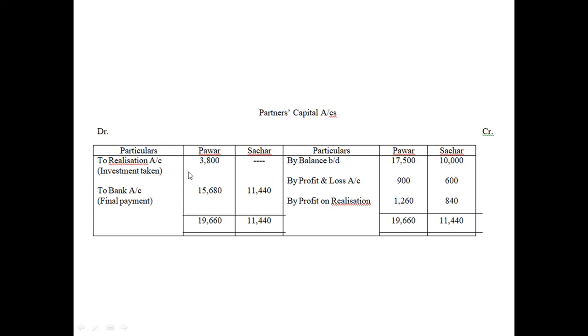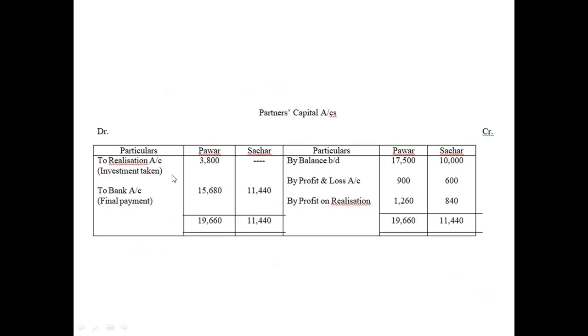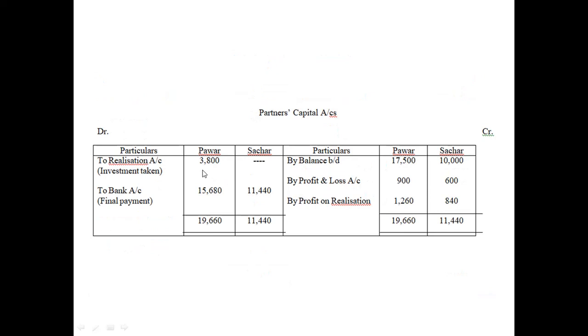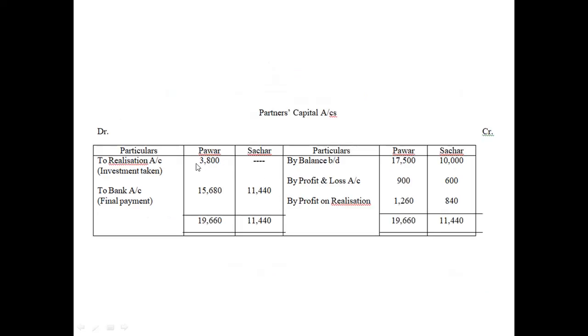Anyway, now have a look at the realization account. Towards the credit side, there is Pawar's capital account. It is not Pawan, but Pawar's capital account. It was for the investment taken over. Whenever any partner takes over any asset, it appears on the credit side of the realization account, and the same appears on the debit side of the partner's capital account. 3,800. Now find the balance. That balance will be your final payment. We will write to bank account, and these are the balances.